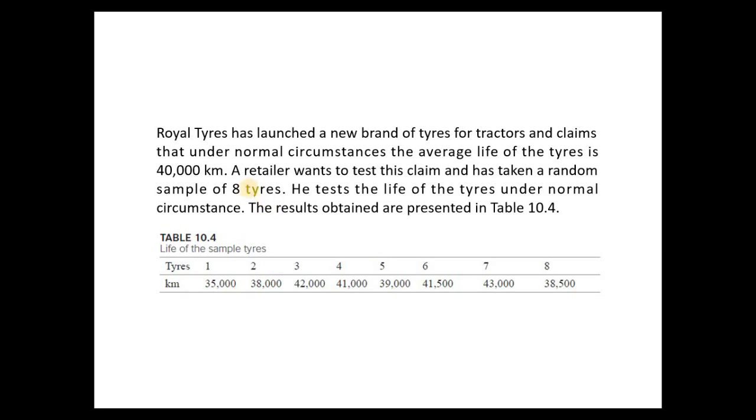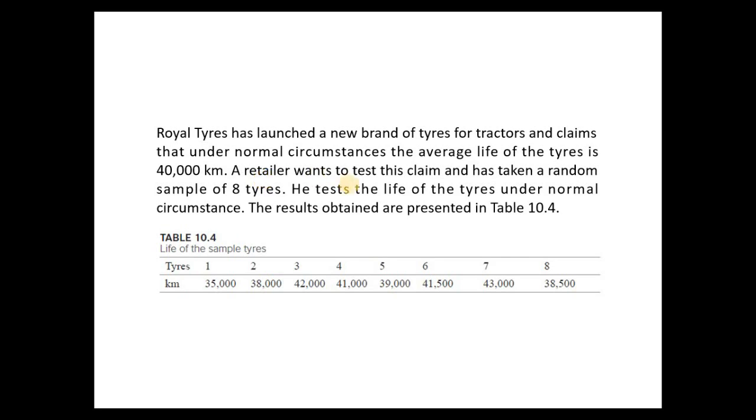Okay. So this is the problem. The problem states Royal Tyres has launched a new brand of tires for tractors and claims that under normal circumstances the average life of the tires is 40,000 kilometers. So 40,000 kilometers is the population mean, that is mu. Now a retailer wants to test his claim and has taken a random sample of 8 tires. So the sample size we have is 8.